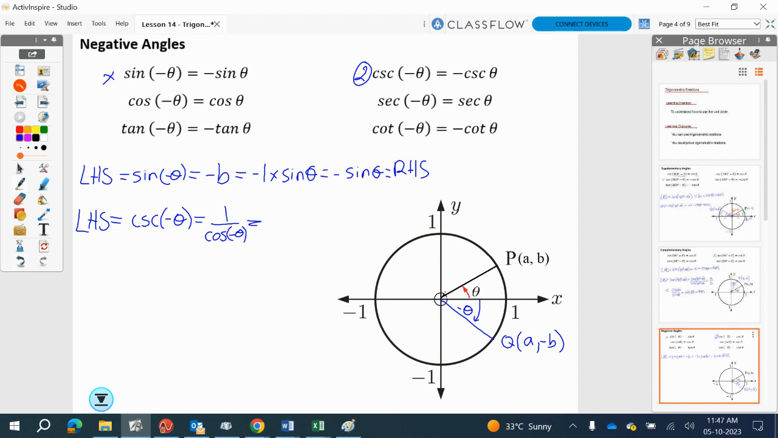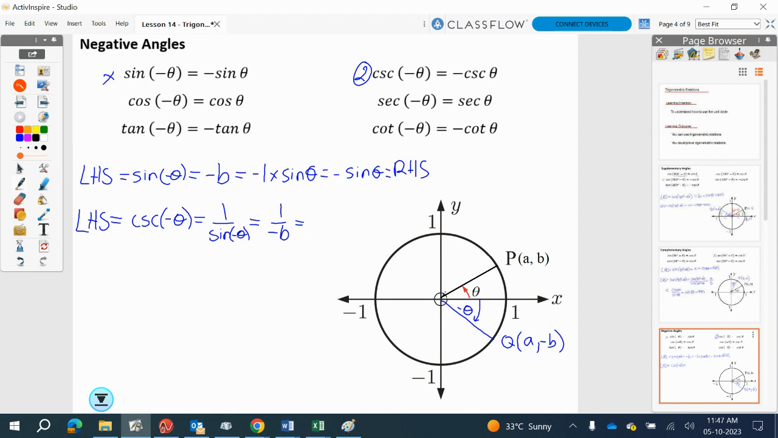What is the cosine of minus theta at point Q? Cosecant for sine. Oh, sorry. Yes, you're right. 1 over sine minus theta. What is the sine value at Q? Negative b. So we get 1 over minus b.